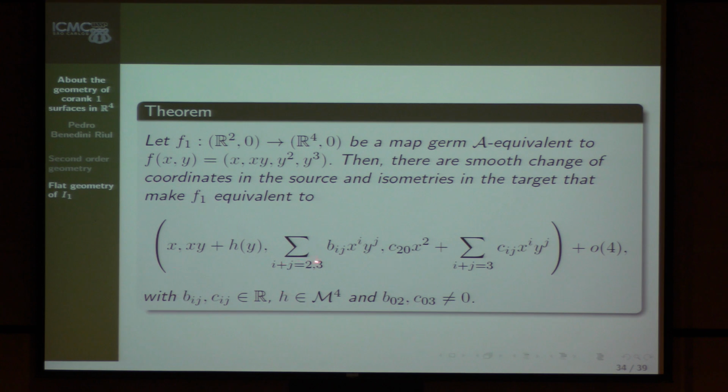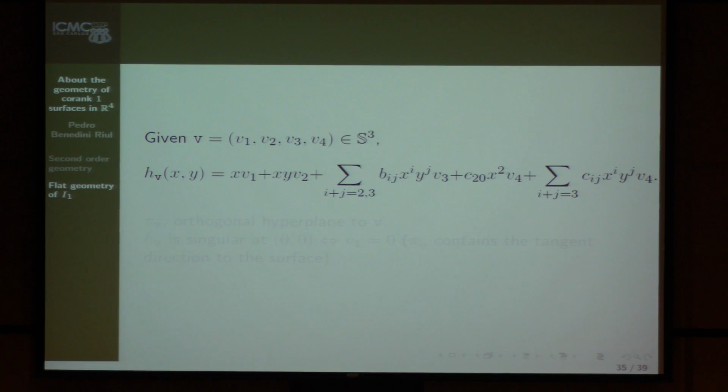We were able to obtain a normal generic form for any surface whose parameterization is A-equivalent to this one. And we made this just using smooth change of coordinates in the source and isometries in the target. And now, once again, we will look at the height function, but now using the previous generic normal form we got. Once again, v will be a vector in the unit sphere.